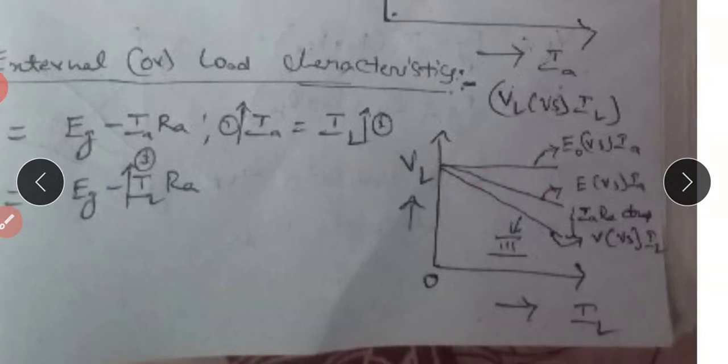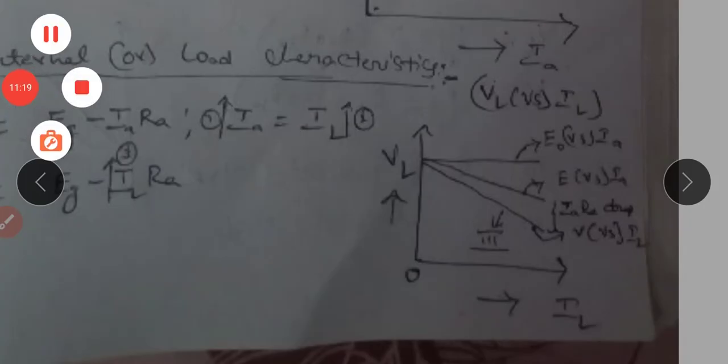If IL value increases, IL into RA value increases. So the difference between the second curve and the third curve increases. So the difference between these two graphs is IA into RA drop or IL into RA drop. This third curve is called load characteristics or external characteristics.